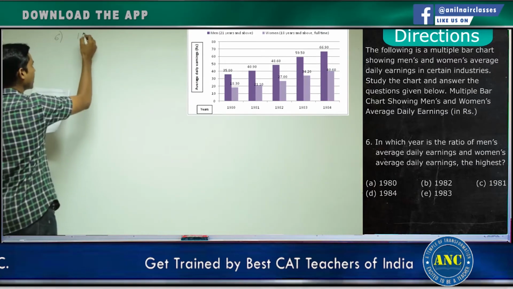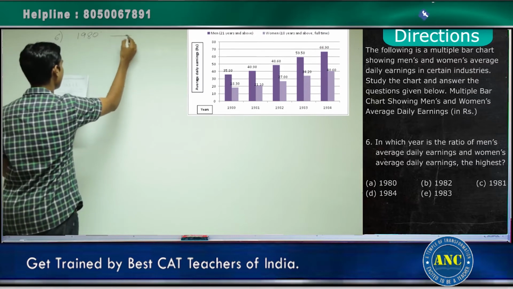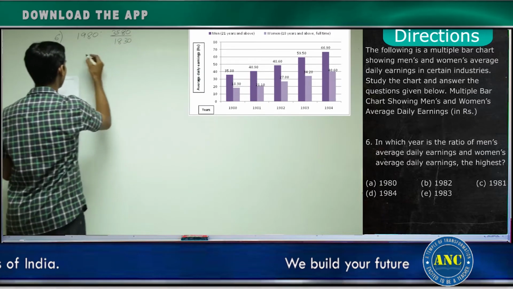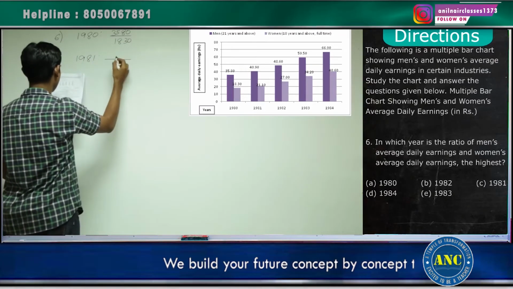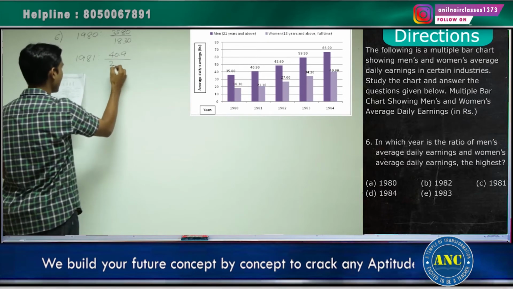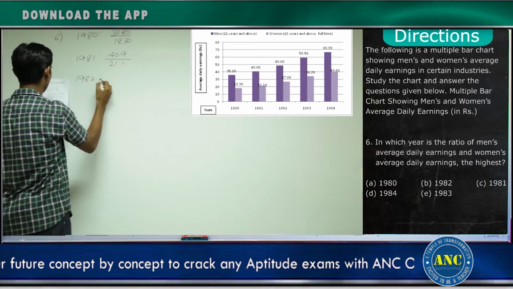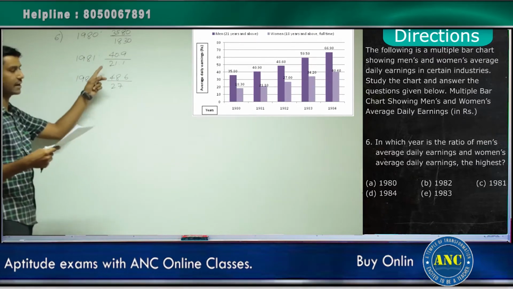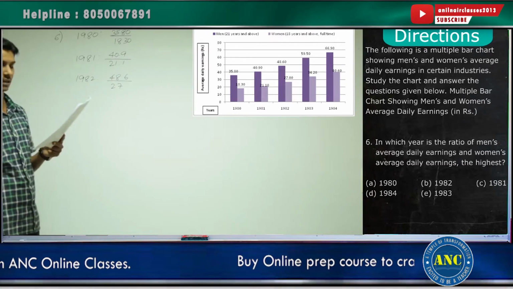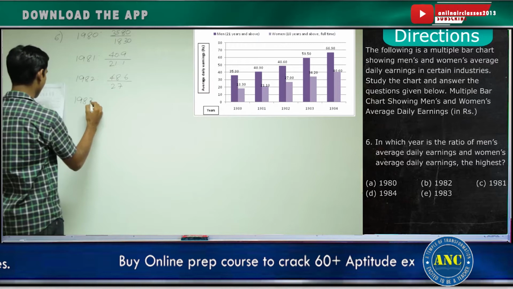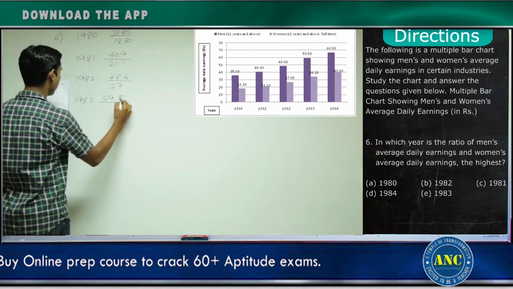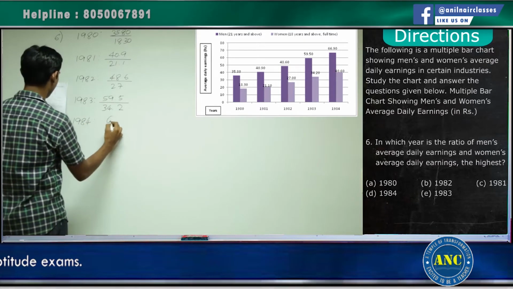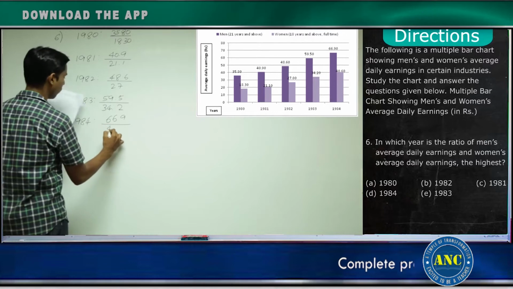See here. Let us go year by year. In 1980, men's average daily earnings is 35.8, women's it is 18.3. Next year, 1981, according to the graph it is 40.9 and 21.1. 1982, it is 48.6 and 27. I think everyone understands where we are writing these values from. It is just picking from the graph, nothing else. 1983, it is given as 59.5 for men, 34.2 for women. In 1984, it is given as 66.9 divided by 40.6.